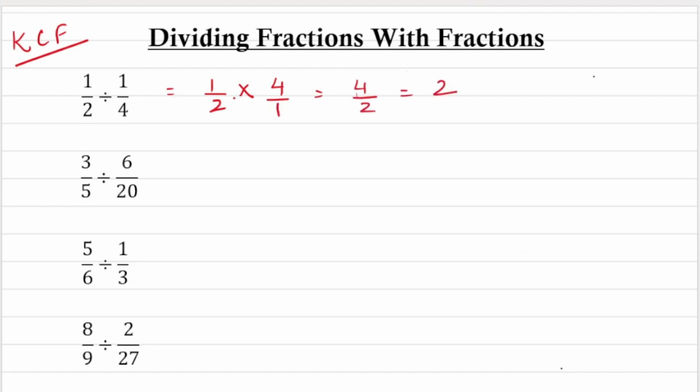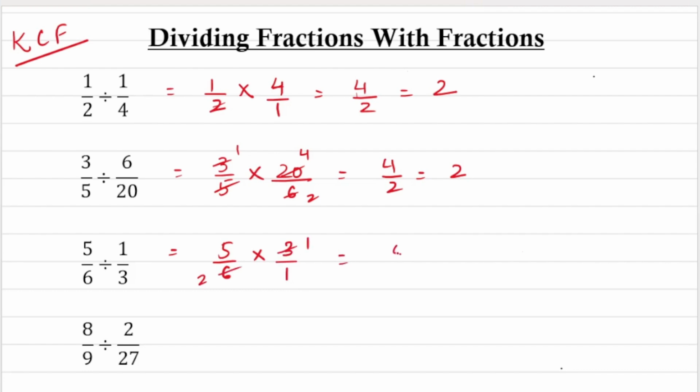Simplify at this step, or you can simplify at this step, like you can cancel this and this to get 2. Okay, now 3/5 multiplied by the reciprocal of 6 over 20, which is 20 over 6. I can do the cancellation over here. 3 times 2 is 6, 5 times 4 is 20, and then I get again 4 halves, and 4 halves is equal to 2. 5/6 multiplied by the reciprocal of 1/3, which is 3 over 1. 3 times 2 is 6, so I get 5 over 2, and 5 halves is 2 and 1 half.